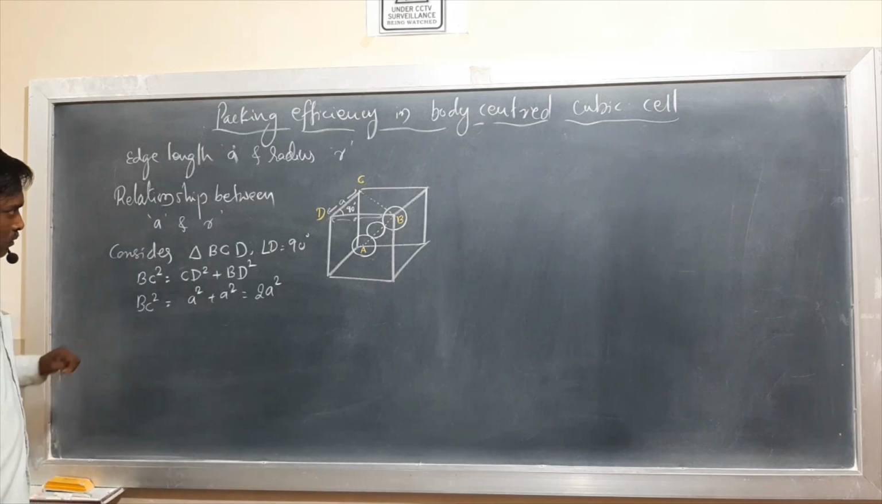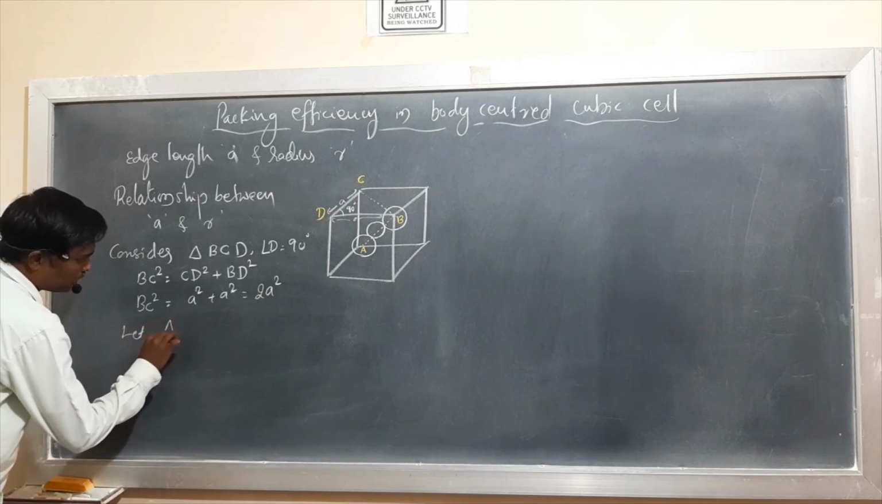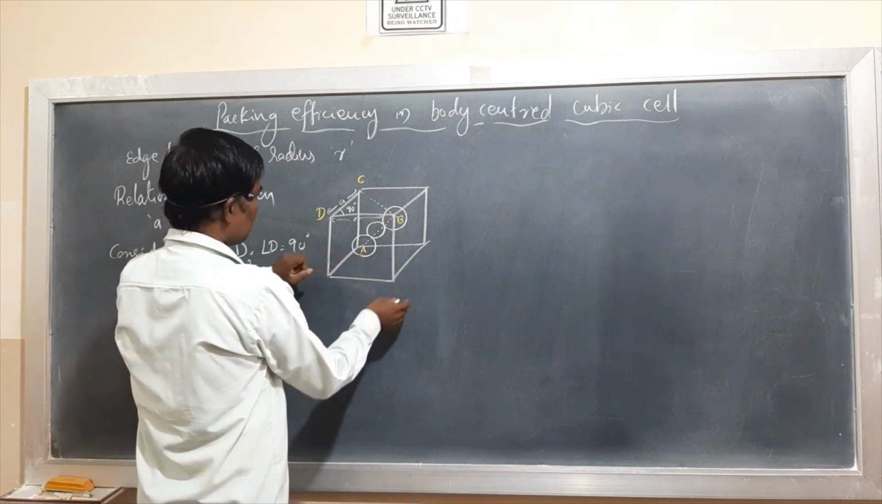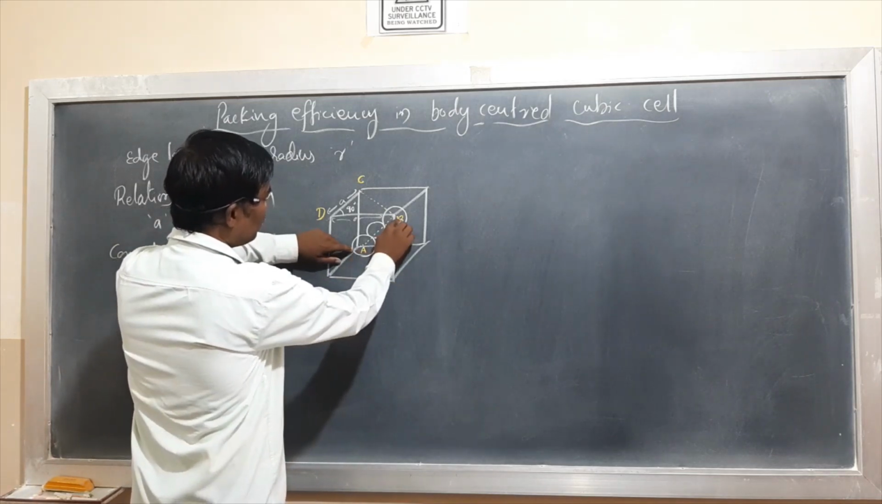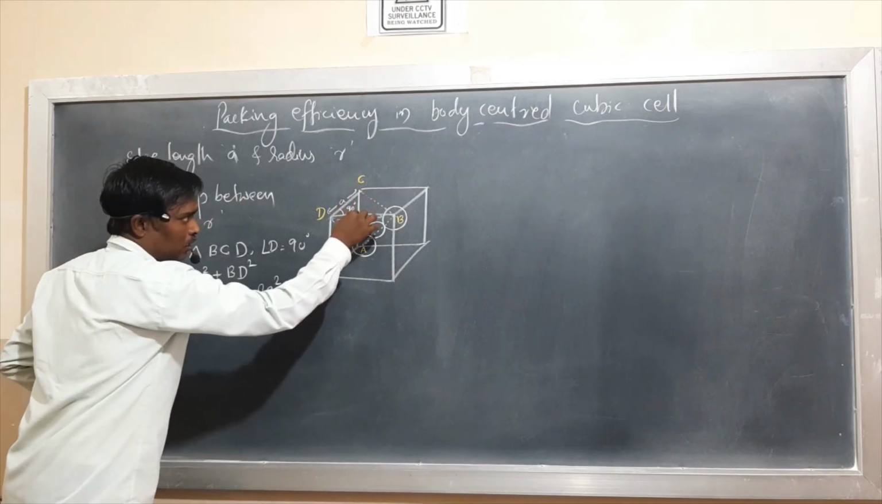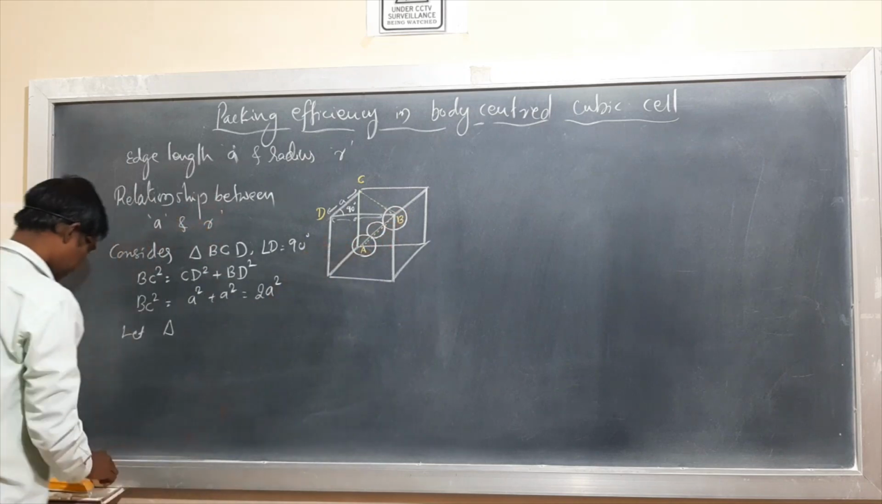Now let me take another triangle. Let me highlight this. This is the triangle I'm considering, A, B and C.